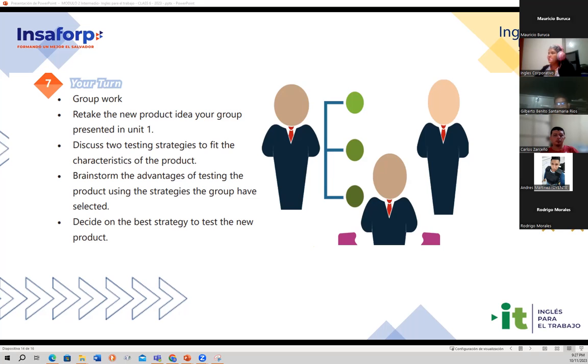So let me open the rooms. If you have questions, please let me know, okay? I will be checking in each room to see what you are doing. I will give you 15 minutes because I consider that you have the main idea. Just try to test your idea, your product. Select the best strategy to test it, okay? It is 9:28 now, so at 9:35 or 9:40, if I give you extra time, you will be back in the main room. Okay, let me open the rooms now.